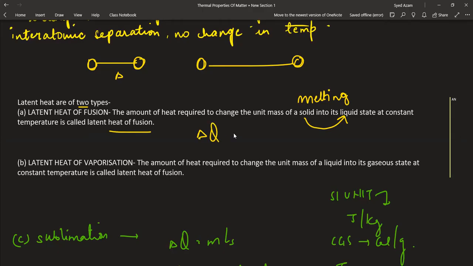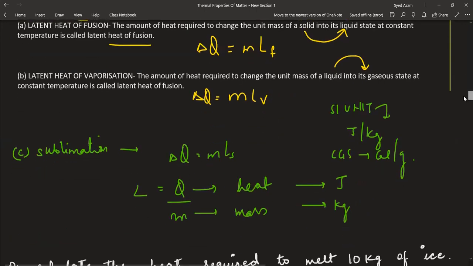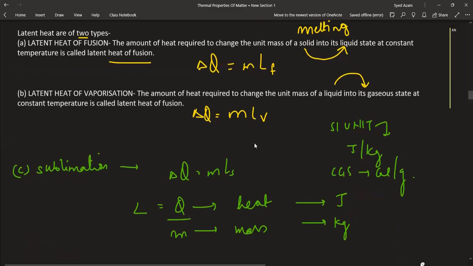So you will use the formula delta Q is equal to M L_F. This will be mentioned in the question. Similarly, latent heat of vaporization, liquid into gaseous state, so delta Q is equal to M into L_V. This is the formula. You will have sublimation also, delta Q is equal to M into L_S. So L will be Q by M.